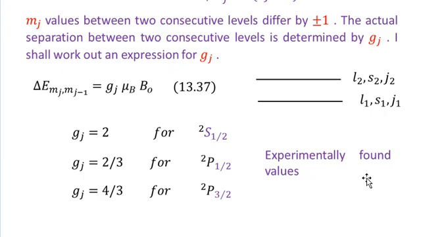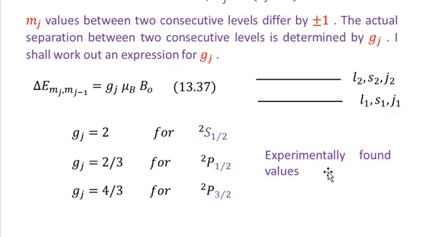So experimentally found values for the Lande g factor are given. gJ is equal to 2 for the 2S1/2 state, that is for the ground state of the sodium atom. The gJ value is equal to 2/3 for the upper state, which is the 2P1/2 state, and gJ value is equal to 4/3 for the upper state, which is the 2P3/2 state. So you see that I have given these g values which were found experimentally.